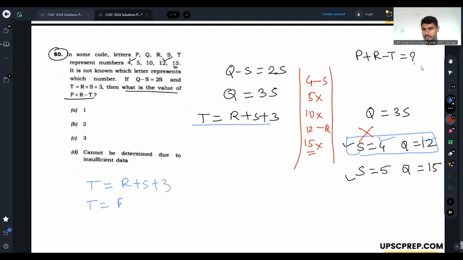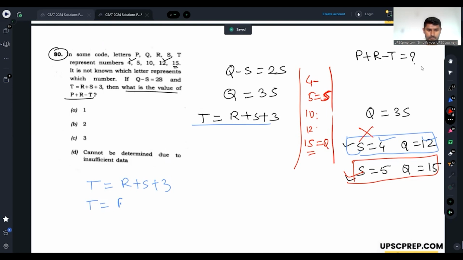Now let's check with this other possibility. I'll just erase the numbers here. Now we have allocated S as 5 and Q as 15. So this is S, this is Q. Now see, what can be the possible value of R? S is already 5, so 5 plus 3 will be 8, right?